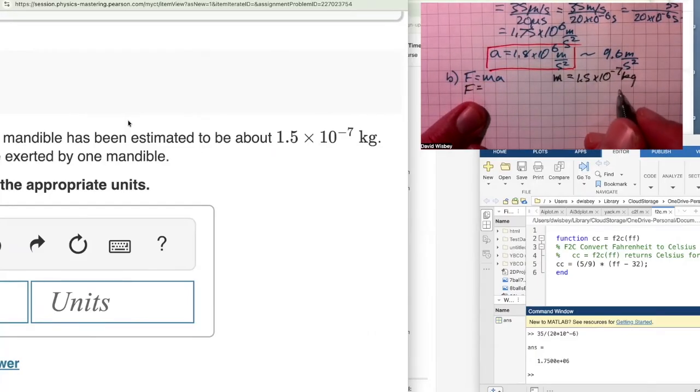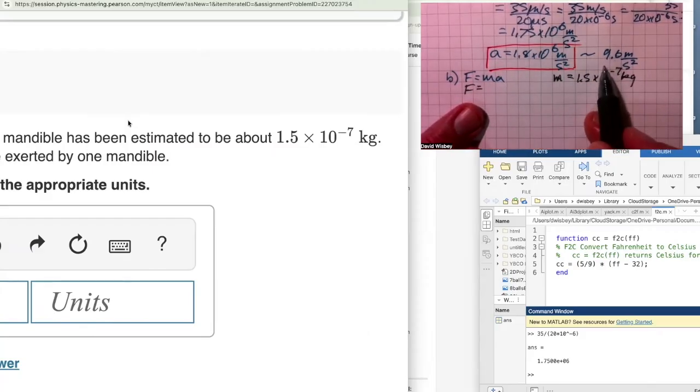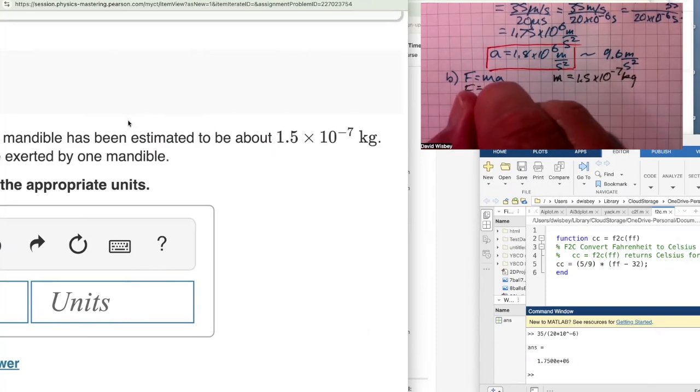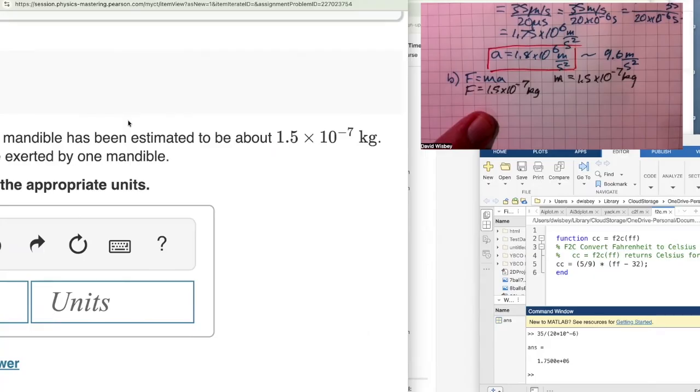Okay, that wasn't bad. And this kind of problem, I could see this being on the exam. You find the acceleration, then find the force. F equals ma. Boom. All right, let's plug in the numbers here. So we have 1.5 times 10 to the minus 7 kilograms, then times 9.6 meters per second squared.